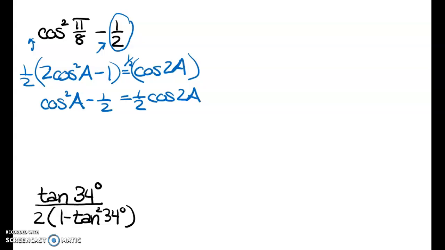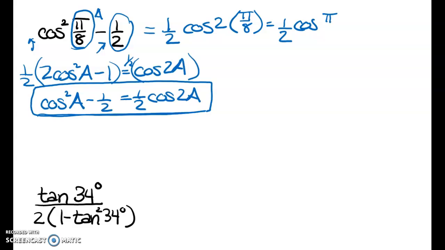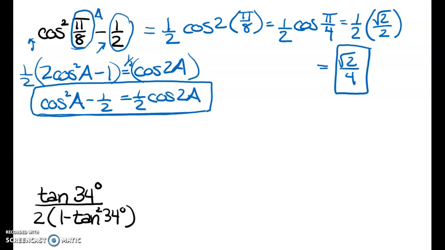All right, so this is going to be our A. And we're going to use this identity right here to find our answer. So it's going to be 1/2 cosine of 2 times, we said pi over 8 is our A. So we get 1/2 cosine, what's 2 pi over 8? That's pi over 4. I know that's 45 degrees, so the cosine is radical 2 over 2. So my final answer is going to be radical 2 over 4.